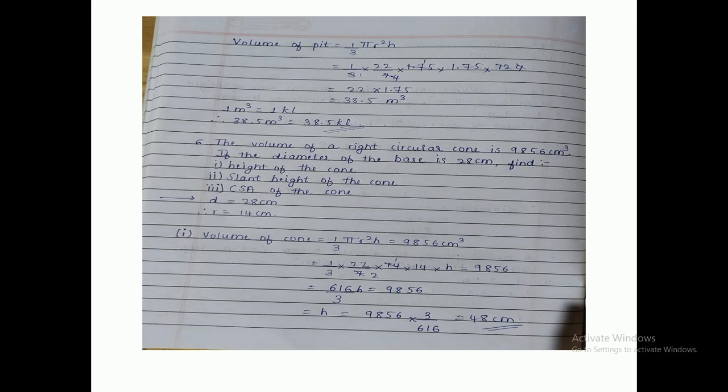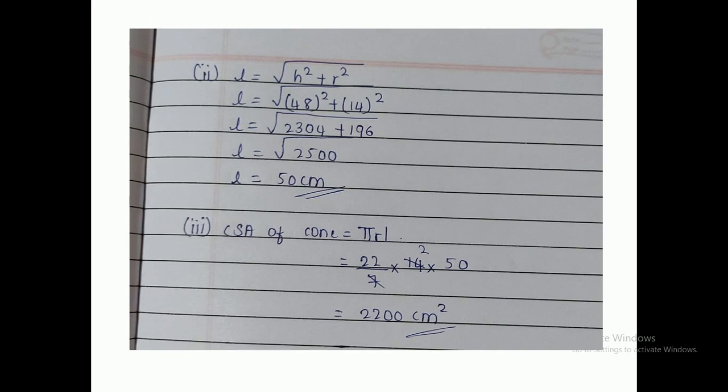Then why have they asked the first question, height, only? Because if we know the height and radius, then we can easily find out the slant height. Now using this height and radius, we have to find out the slant height, in the next page. Now see here, we have the relationship: L is equal to square root of h square plus r square. Using this relation we find the slant height. We got height 48, radius 14. After the calculation we get square root of 2500, that is 50 centimeter. Second question, slant height is equal to 50 centimeter.